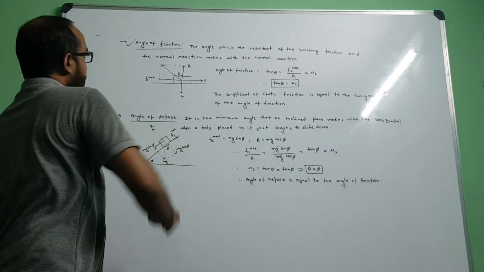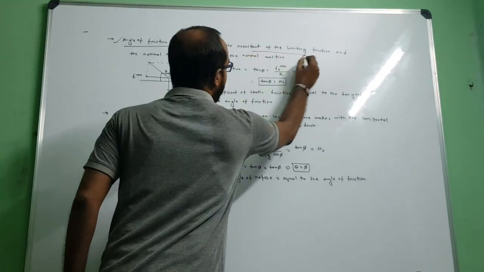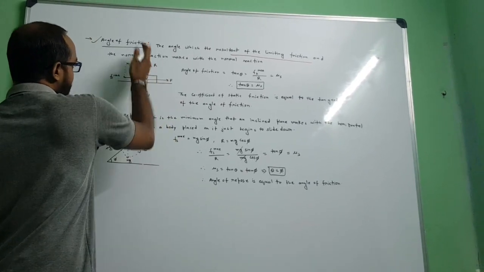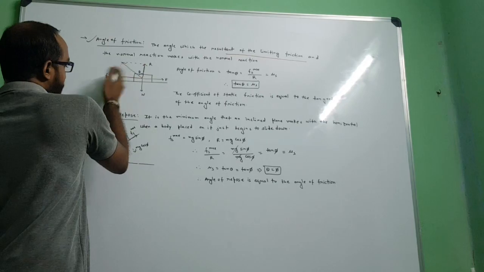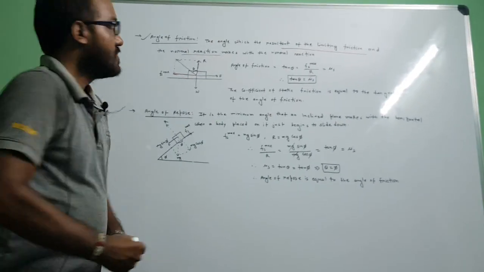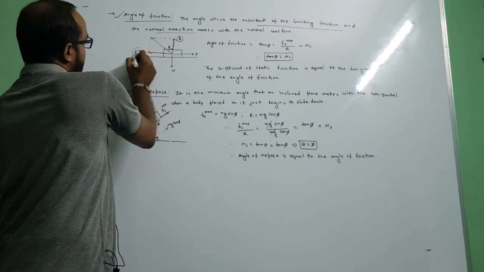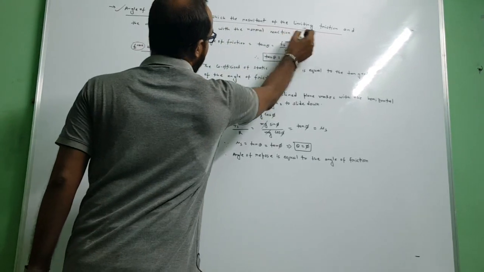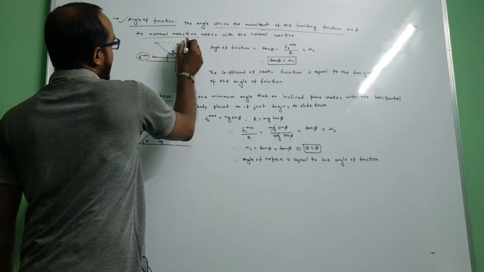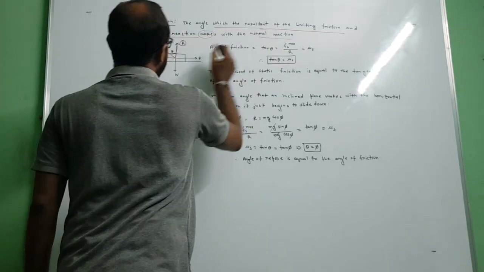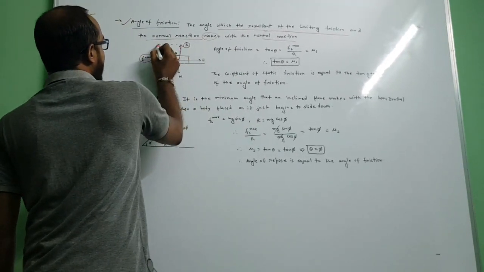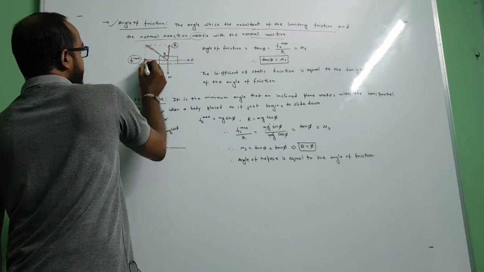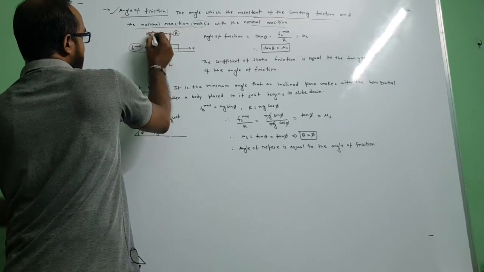See two terms, angle of friction. The angle which the resultant of the limiting friction and the normal reaction makes. This is our normal reaction force, and this is our limiting frictional force Fs max. So the angle which the resultant of the limiting friction makes with the normal reaction. This is our resultant. That resultant makes an angle with the normal reaction force. If this is Fs max, this would also be Fs max.